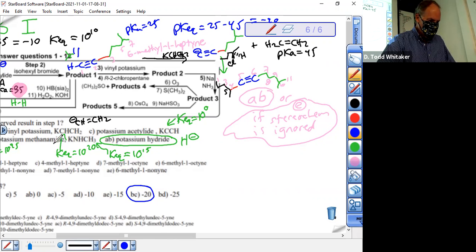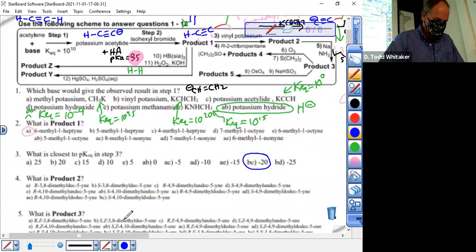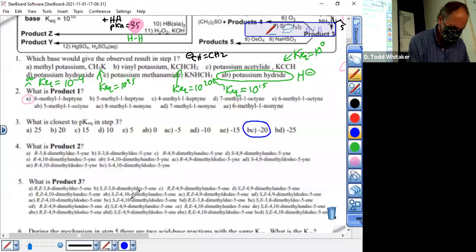Vinyl potassium is right here. And it has a CH double bond CH2. It has to, or else, octet problems. And that's the conjugate base of an alkene, which has a pKa of 45. And we got that. And product 2 we had AB or E. And I'll circle it here too.